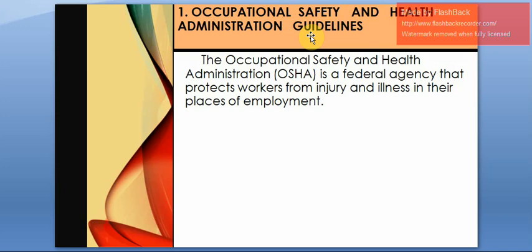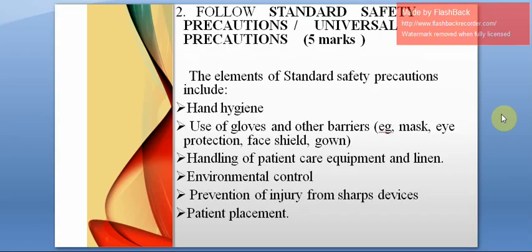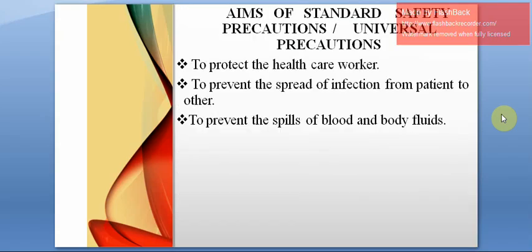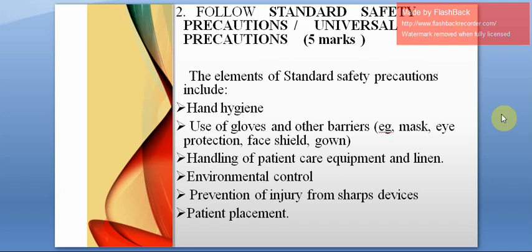So the Occupational Safety and Health Administration, that is an agency, it has given certain things. Okay, certain guidelines are given by this OSHA in order to protect the individuals. It will protect not only the patients but also the workers. So OSHA has given this universal precautions or standard safety precautions. So under standard safety precautions, as I have already told, all this will come, okay, in detail. I am explaining it in detail now.